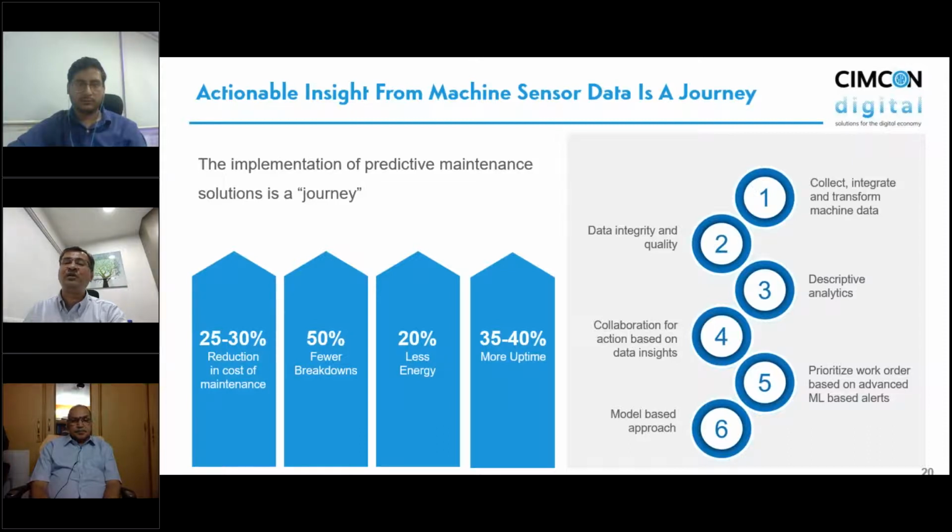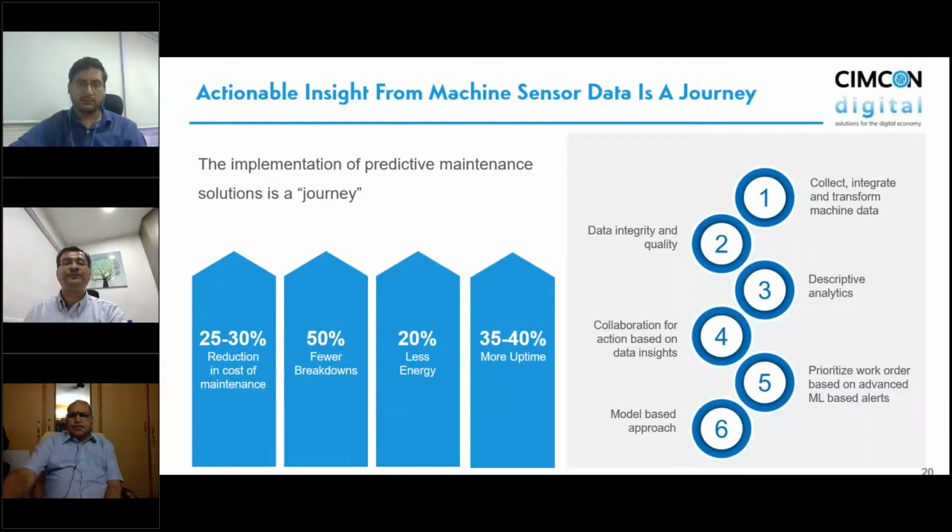And then the first step is to understand the analysis. Descriptive analytics has a major role, and it's important to provide actionable intelligence, but equally important is how you will consume that intelligence. And that's where collaboration for action based on data insight is critical from the platform. And then based on all the foresight and insight, you can prioritize work orders, and then moving forward you can take your organization to become a model based organization.